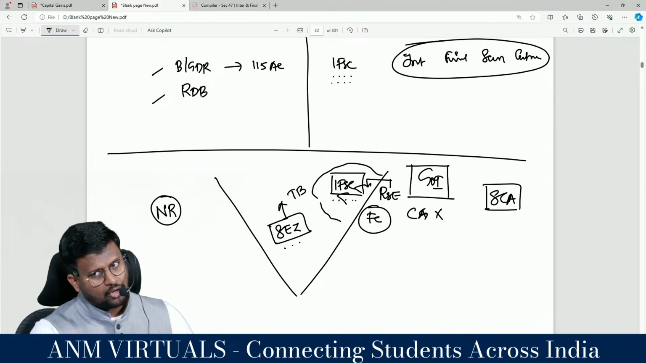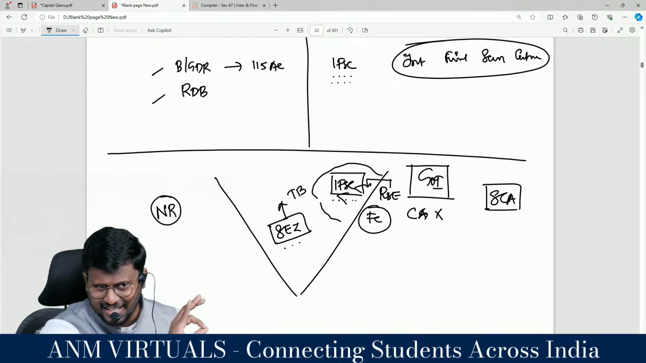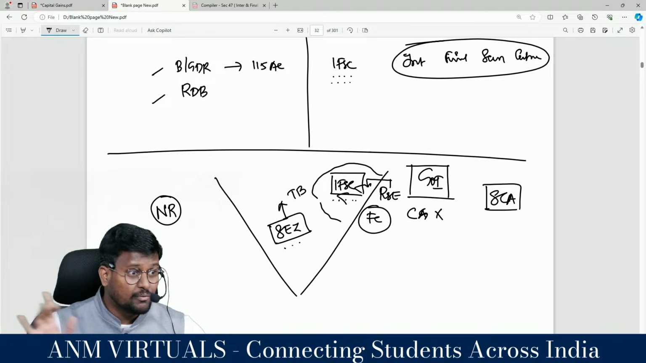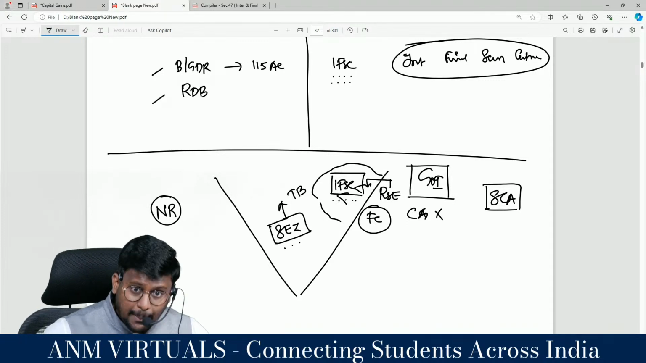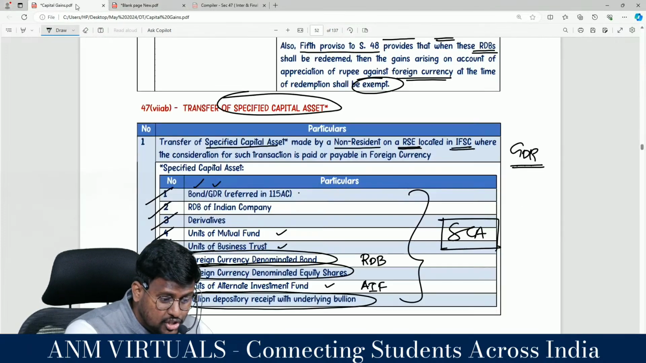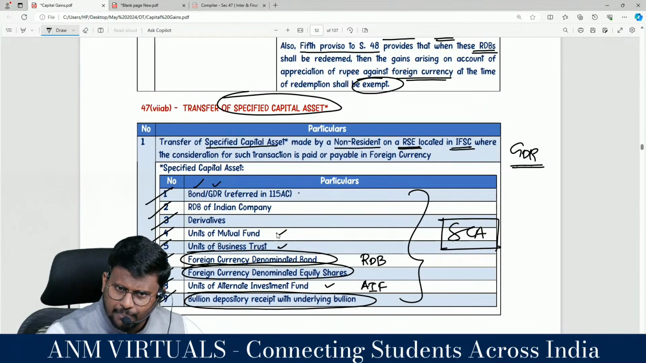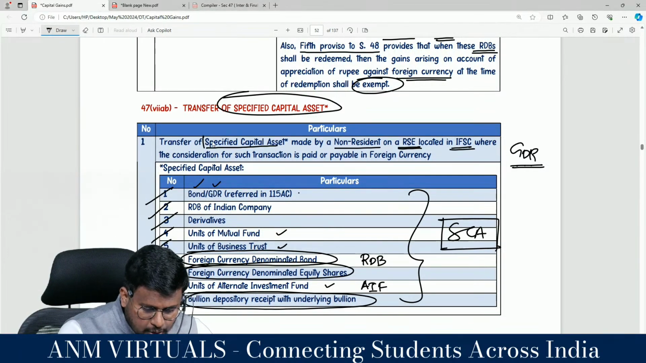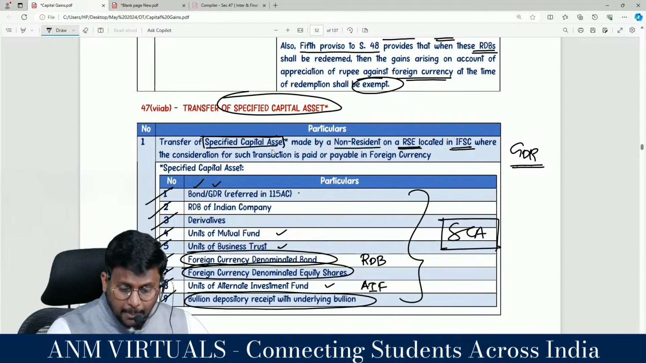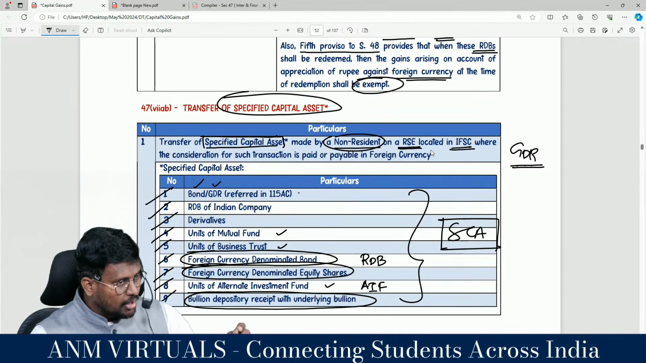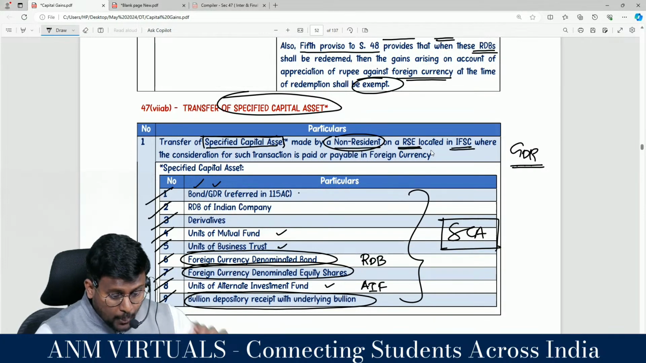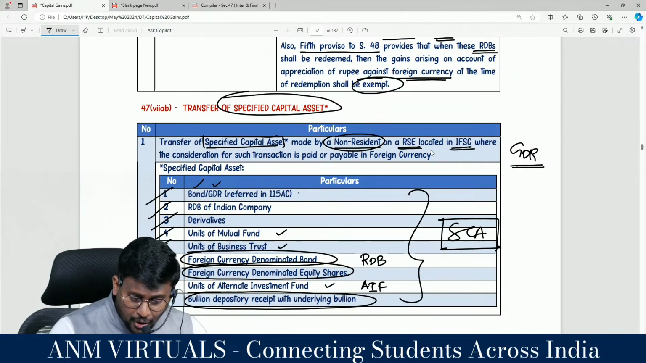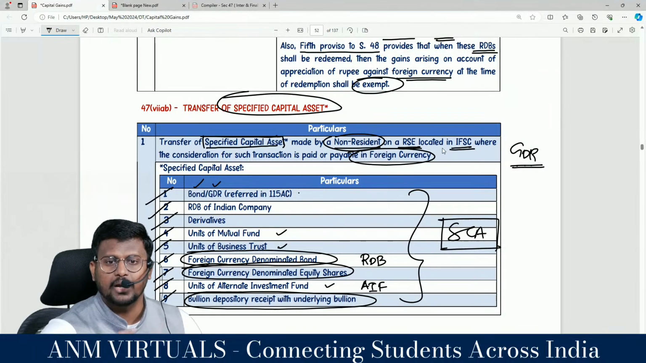But if that non-resident is selling to a resident and the gain is something different, then we will treat it as transfer and we will charge capital gain. Shall we read once again? Transfer of specified capital asset made by a non-resident on a recognized exchange located in India, where the consideration for such transaction is paid or payable in any currency, will not be regarded as transfer.